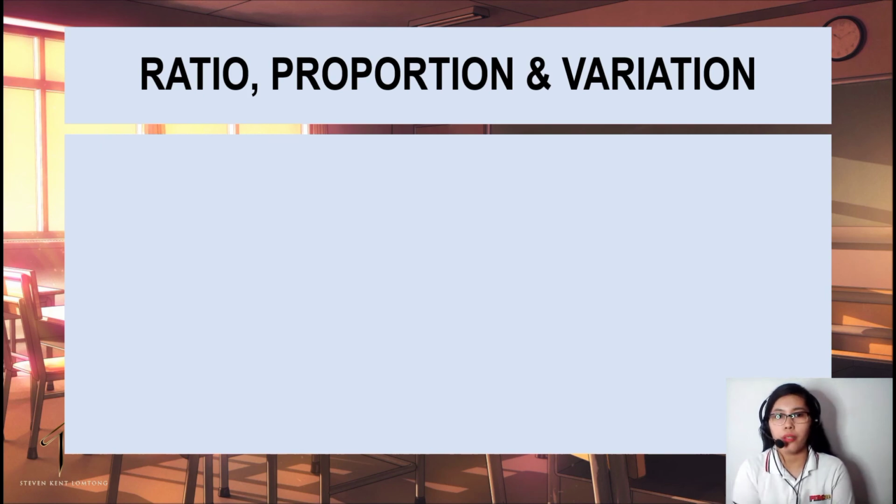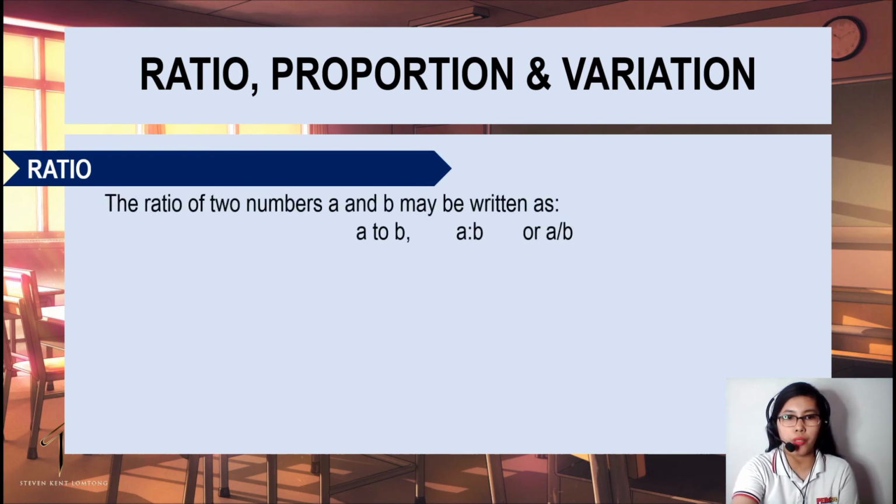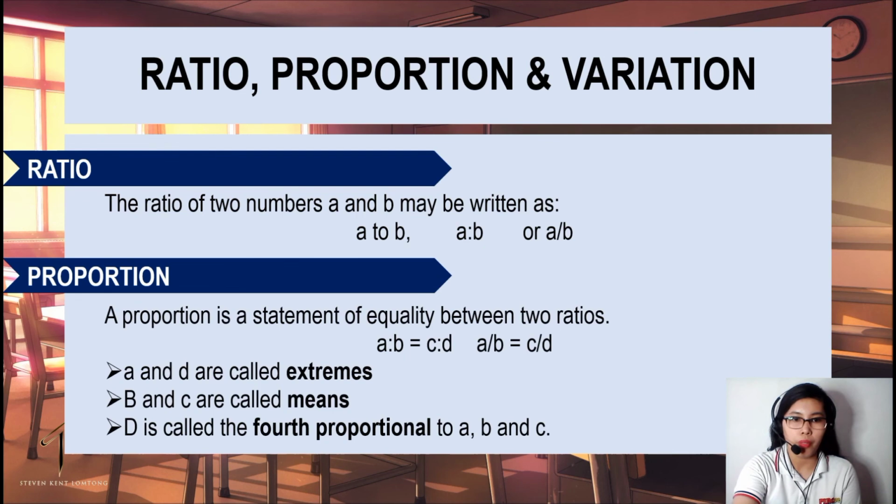Next, we have here ratio, proportion, and variation. When we say ratio, this is the ratio of two numbers, A and B, which may be written as A to B, A is to B, or A over B. When we say proportion, it is a statement of equality between two ratios. So A is to B is equal to C is to D, or A over B is equal to C over D. A and D are called the extremes, while B and C are called the means. Then we also have the fourth proportional, letter D. That is the fourth proportional to A, B, and C.